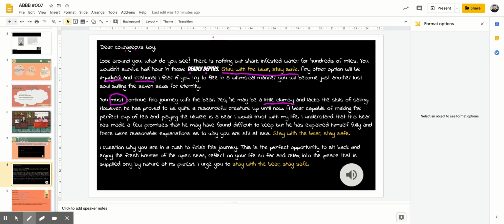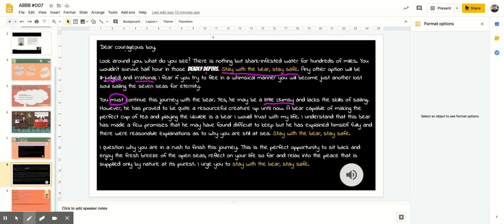I've then repeated my phrase: "stay with the bear, stay safe." That's the message that I want the boy to go in with. Those six words are the most important of this whole speech. That's why I keep repeating it.